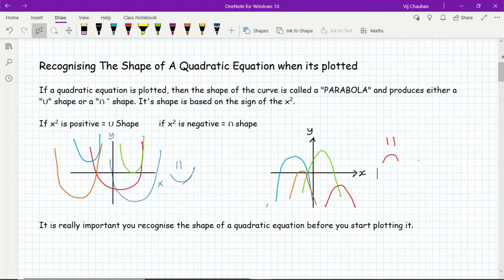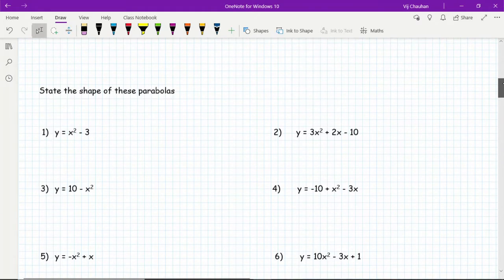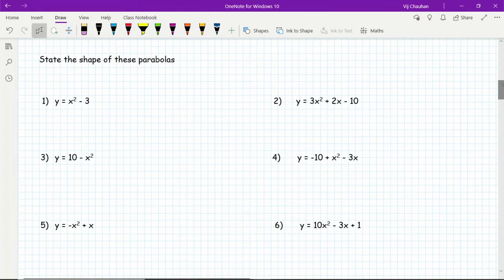So let's have a look at the next part. Again, it's important you recognise these in terms of the shapes. So in these 6 questions, or 6 equations I should say, what we want to do is just recognise the shape of the parabolas. They're all quadratics because the highest power of x is a 2, or we've got an x squared in there. And so all we're doing is deciding whether it's going to be a positive parabola, a U shape, or a negative parabola, an N shape.